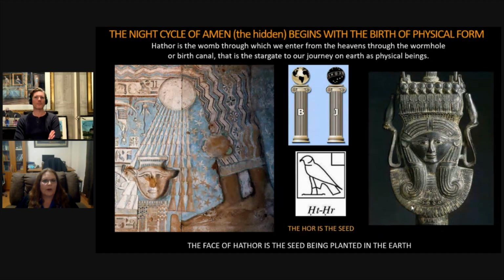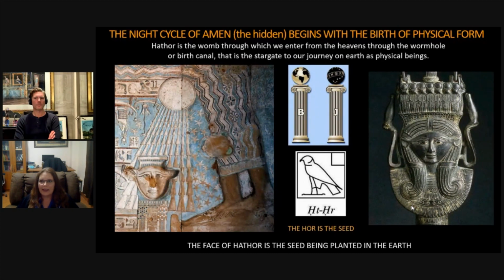And this is the expression. We've seen this slide on the left side of the birth of form as the face of Hathor, through the pillars of Boaz and Jachin. We've shown this before, but it's important to where I'm going. This is falling into duality.